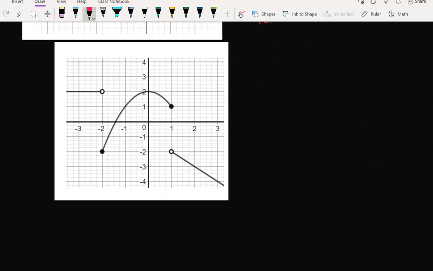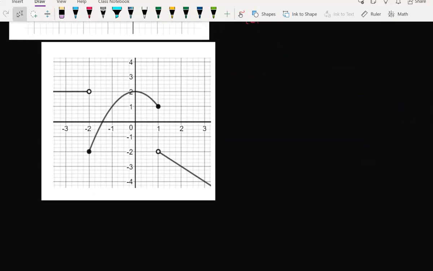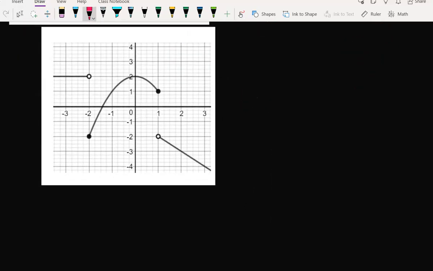Here we go. Let's do this one. We have y equals, or f of x equals.